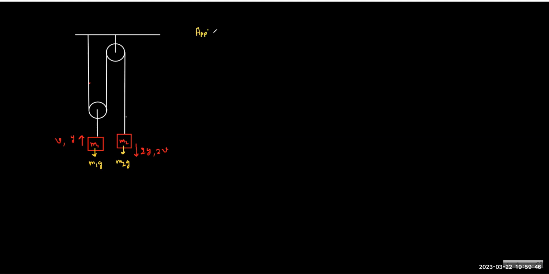So, applying the work energy theorem for the system. I'm not writing individually, I'm writing at once. So what I'm writing is, check it out. M1G is acting down, displacement is upward. So minus M1GY plus M2G 2Y. Are you guys with me till here? Yes, sir.